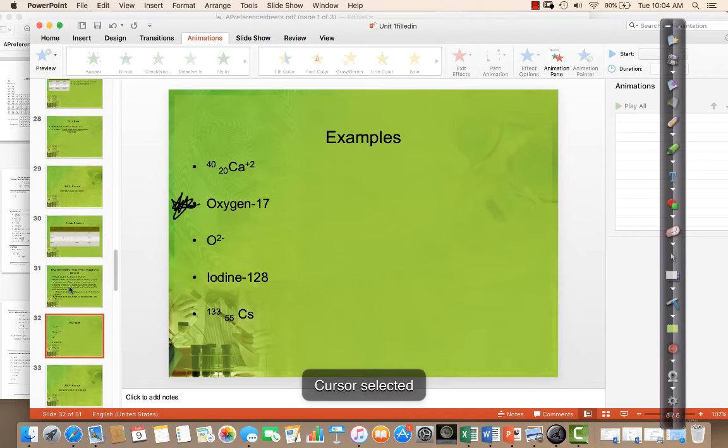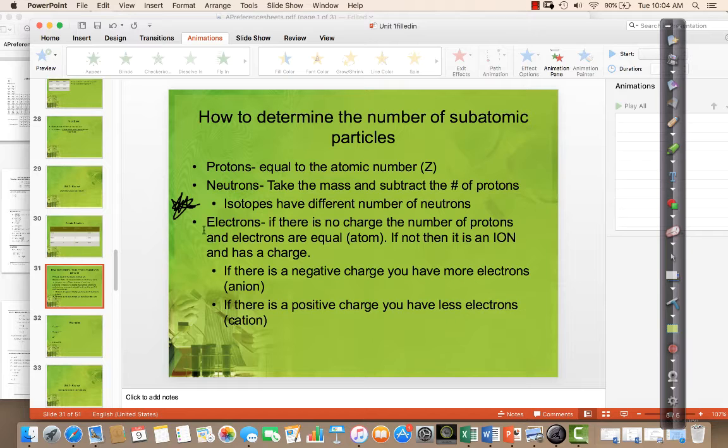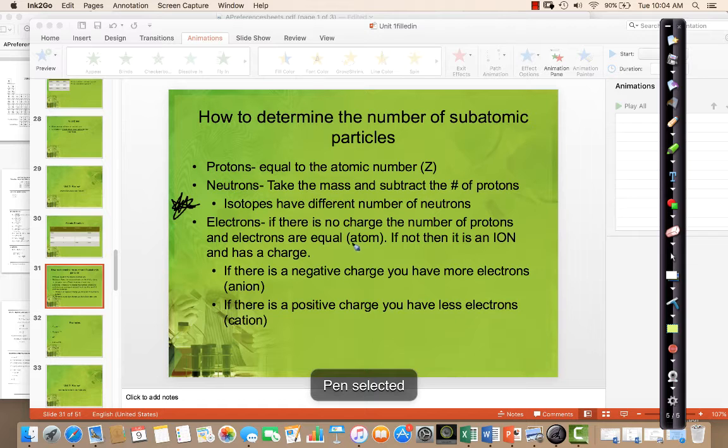All right, so electrons, well, if there's no charge, the number of protons and electrons are equal. So basically, if there's no charge, we say that it's an atom, because atoms have no overall charge. So if the protons and electrons are equal, because protons are +1 and electrons are -1, if they're equal, there should be an overall net charge of 0, which means it's an atom. If they are not equal, then it's an ion. It has a charge.